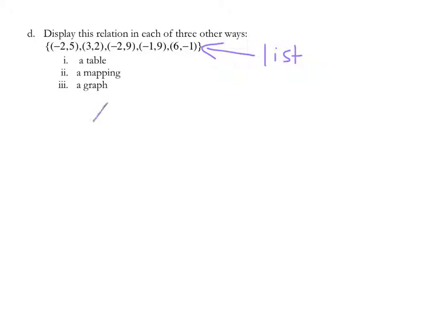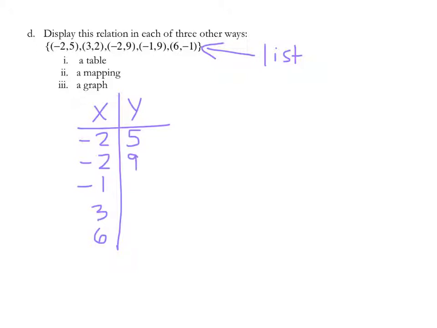The table is easy. X, Y. Put your X's. Let's do it in numerical order. So X could be -2. There's another -2, a -1, a 3, and a 6. Those are all my X's. And -2 and 5, -2 and 9, -1 and 9, 3 and 2, 6 and -1. So I just took the ordered pairs, and instead of being a list of ordered pairs, I turned it into a table.